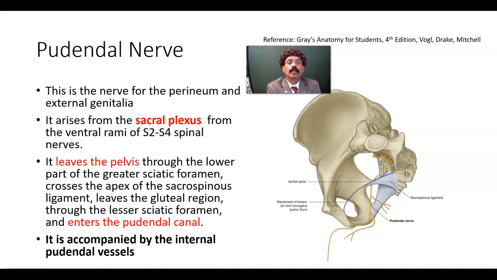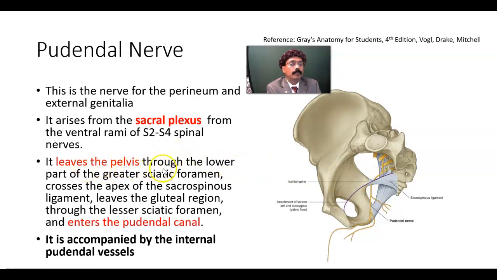The pudendal nerve is a nerve for the perineum and the external genitalia. It arises from the sacral plexus. This is the sacral plexus, and we are getting the pudendal nerve coming from S2, S3, S4. This is the pudendal nerve.